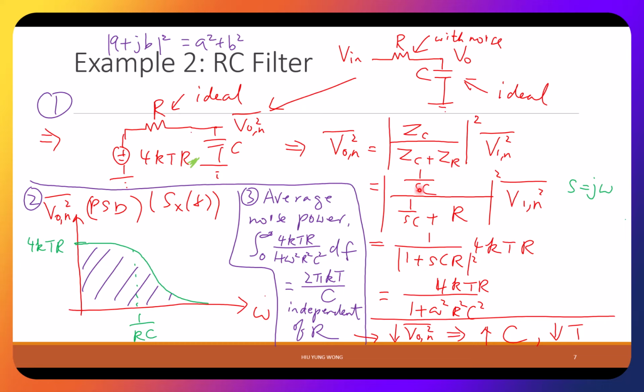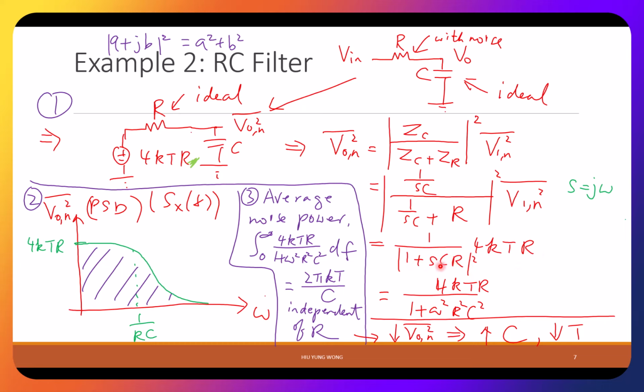Impedance of capacitor is 1 over SC, right? 1 over SC. Of course, impedance of resistor is just R, right? Then you multiply by SC, you get 1 over 1 plus SRC. The input noise, the noise source, of course, is 4kTR. We know this very well, thermal noise, right? Then how about the absolute value of 1 plus SRC?